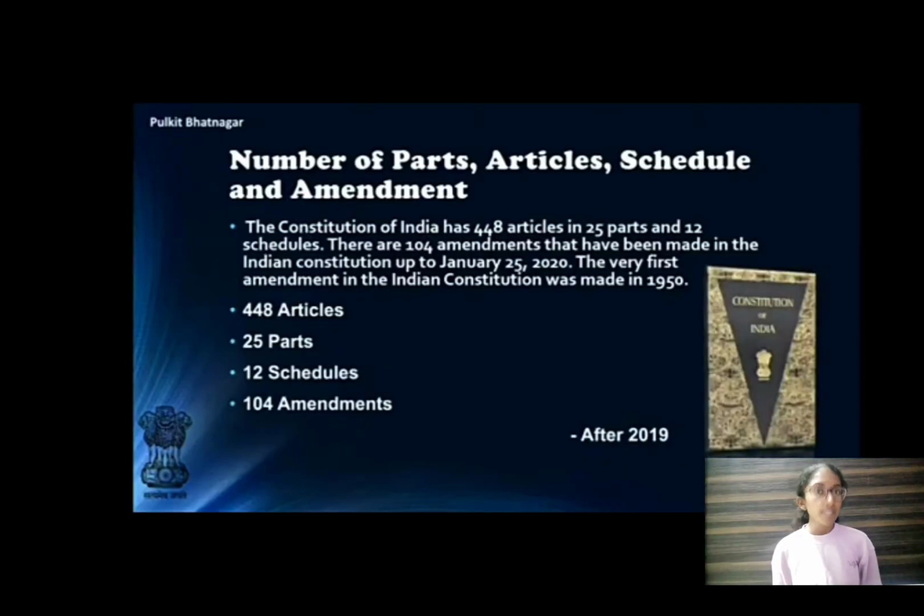Let me tell you the number of parts, articles, schedules and amendments. The Constitution of India has 448 articles in 25 parts and 12 schedules, and 104 amendments have been made in the Indian Constitution up to January 26, 2020. The very first amendment in the Indian Constitution was made in 1950.